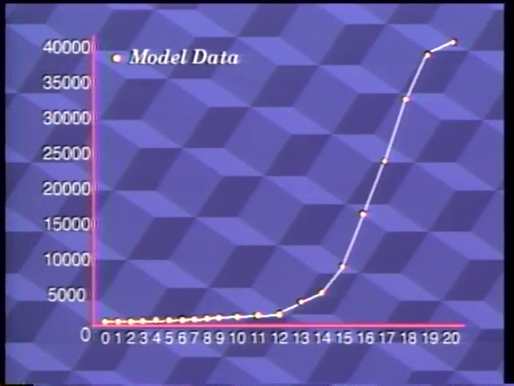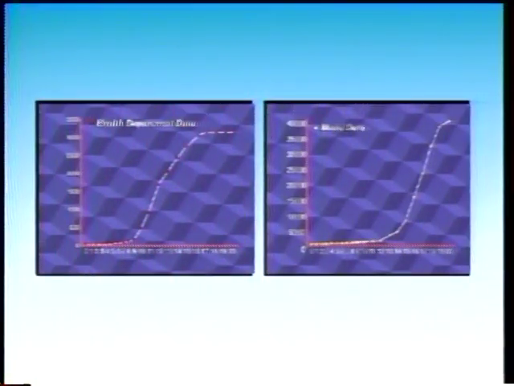Note that the shape of our curve looks right. However, it begins to level off at 40,000, and since that's our total population, the results of this model imply that everyone gets the disease. Intuitively, we know that's wrong.